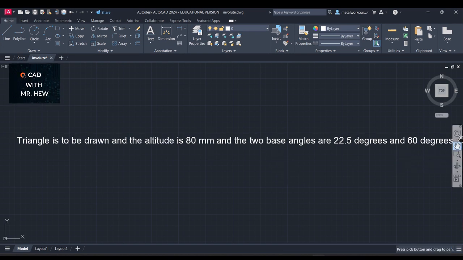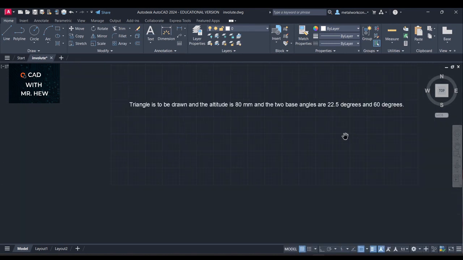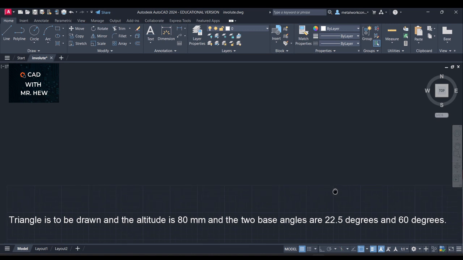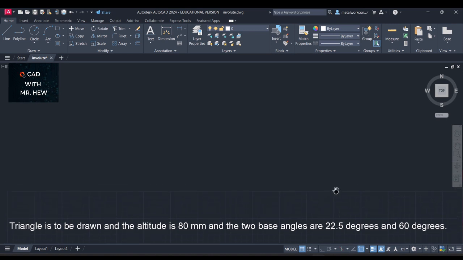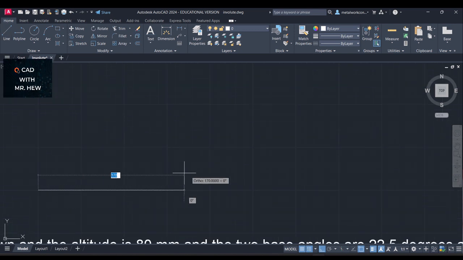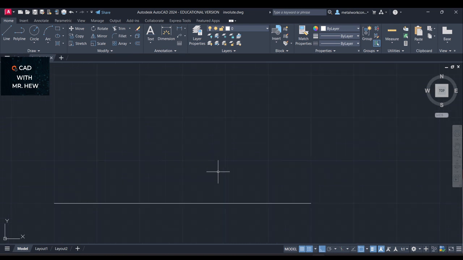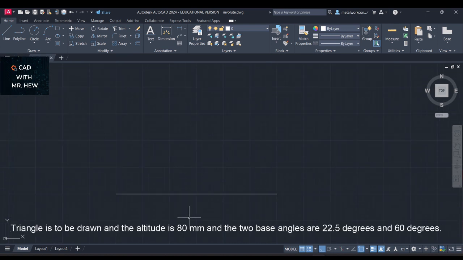All right, so what I was going to say before, the base of the triangle is not given, right? So the first thing that you have to do, you have to draw the altitude, right? So let us start. We're going to start off with our baseline, our construction line, okay? All right, good. So the altitude was 80 millimeters, right?